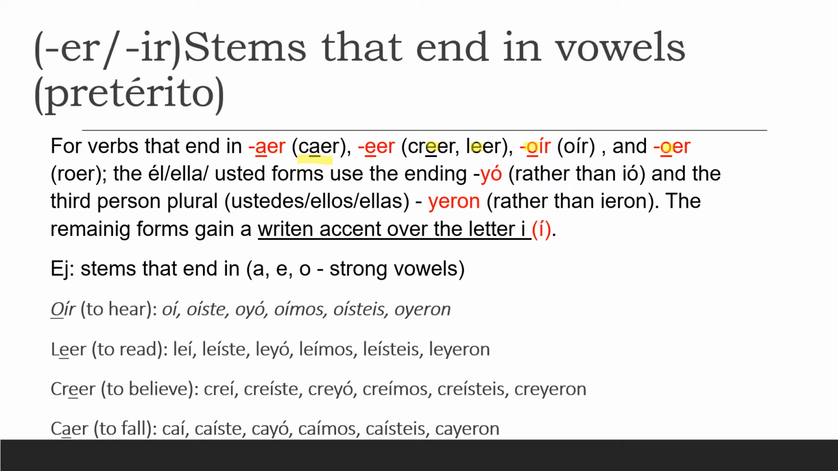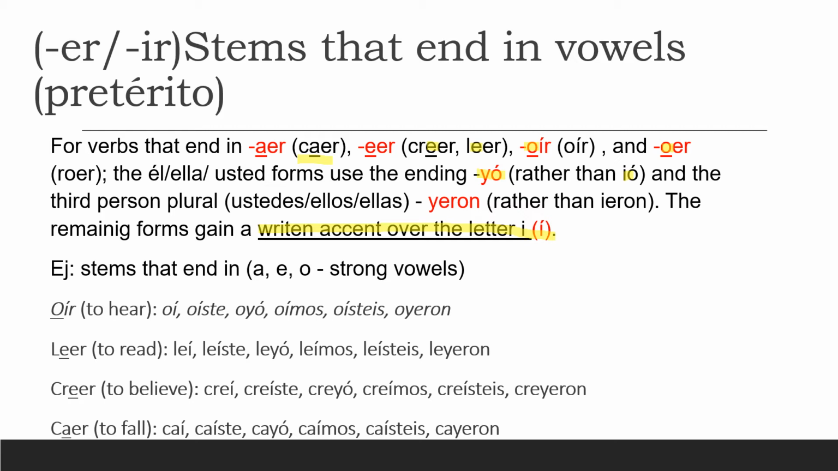The él, ella, usted forms use the ending -yó instead of -ió, like a regular verb. Okay, it's still a regular verb, but the spelling for the él, ella, usted and ellos, ellas, ustedes forms will change the I to a Y. So let's take a look at these verbs. Also, the remaining forms for those verbs have a written accent mark over the letter I. Every single I receives an accent mark.